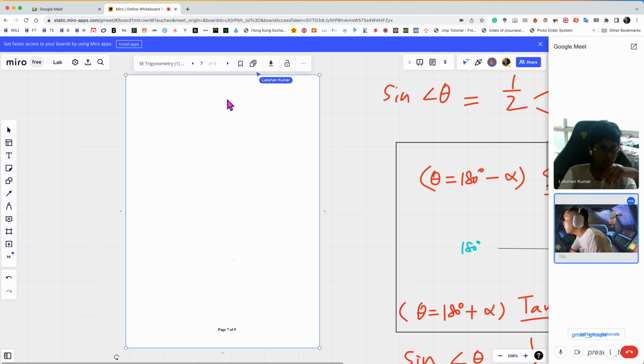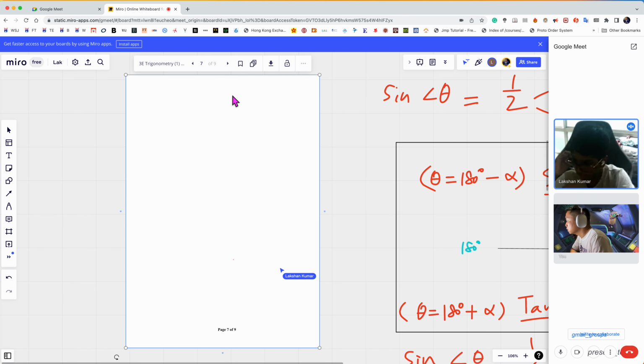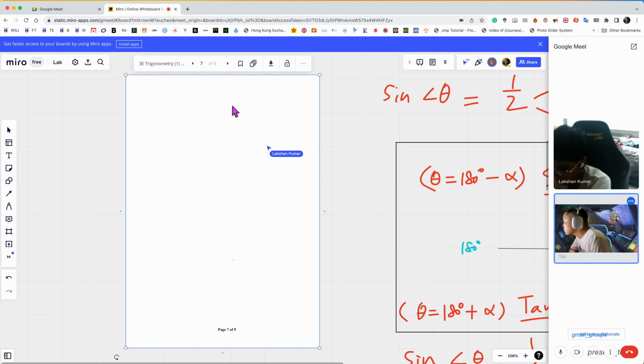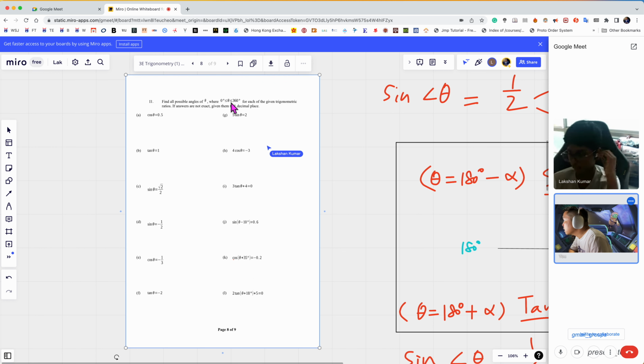Okay, questions. Page 7 of 9. For the second half of the lesson, please use your stylus, I mean your Apple Pencil. Page 7 is not loading. Okay, loading, yes. So question, page 8. Can you look at page 8? Question 11A is cosine theta equals 0.5. Can you see that question?